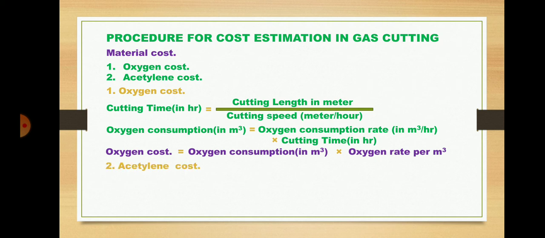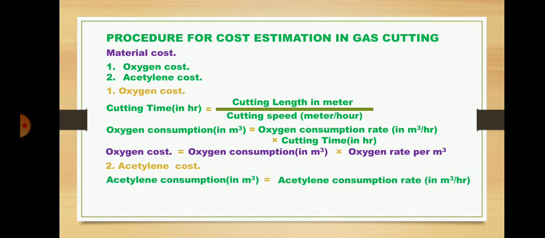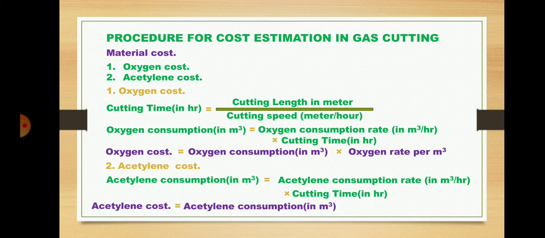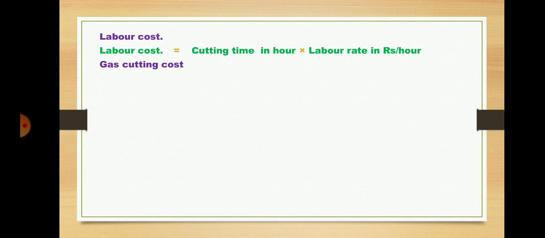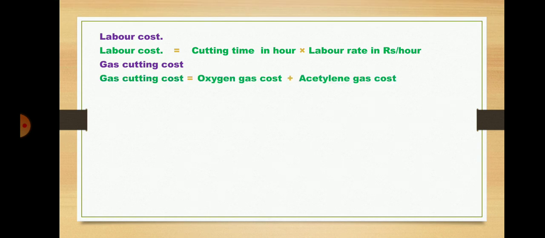Now the acetylene cost. In the same way, acetylene consumption in meter cube equals acetylene consumption rate in meter cube per hour into cutting time. So acetylene cost equals acetylene consumption in meter cube into acetylene rate per meter cube. Now labor cost, which we discussed in our previous lecture: labor cost equals cutting time in hour into labor rate in rupees per hour. Now the gas cutting cost equals oxygen gas cost plus acetylene gas cost plus labor cost. In that way, we find gas cutting cost.